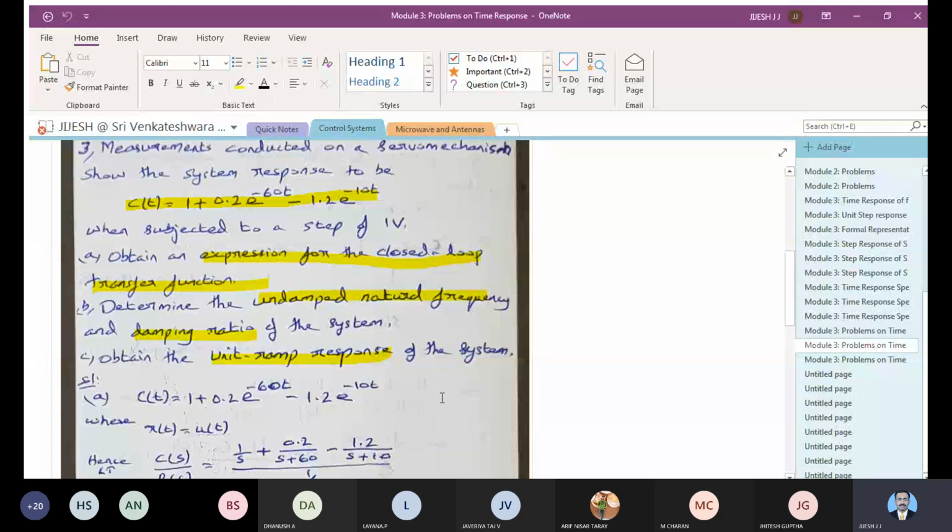What is given is c(t), that is 1 + 0.2 e^(-60t) - 1.2 e^(-10t). We have to take that equation and check how best we can simplify it for the further operations. So you can take up c(t).